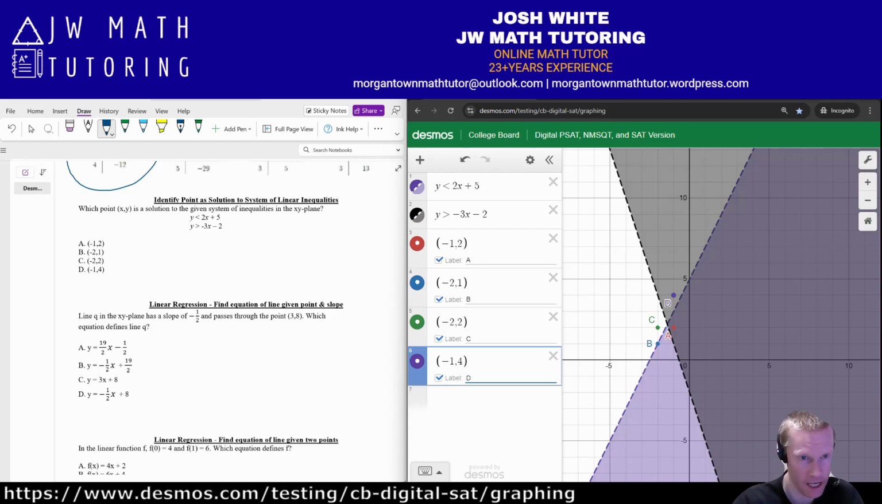Okay, so we can clearly see A is the only one that is a solution to this system of linear inequalities. So again, this is just showing you how you can basically find a point or points that are solutions either to a linear inequality or a system of linear inequalities, or located, say, on a line or on a function of some type.